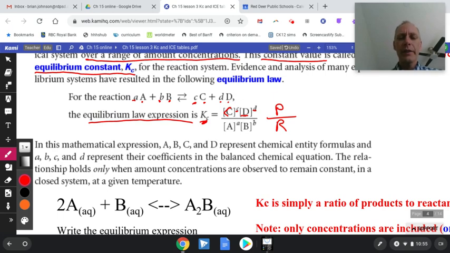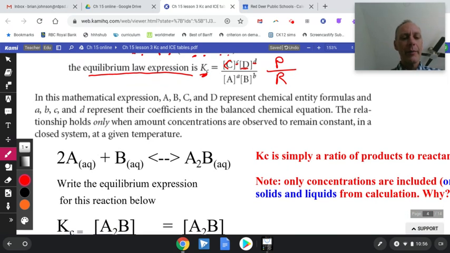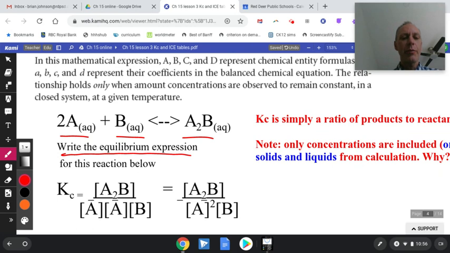Now, this law is kind of weird to look at, so let's use a slightly more realistic example. Here's a chemical reaction. 2 moles of A reacts with 1 mole of B to make A2B. Write the equilibrium law expression. Okay, so for the expression, you put products on top. So it's the concentration of A2B over reactants on the bottom. A times A, because we have 2 moles of A and 1 mole of B. Now we can combine these. A times A is A squared.